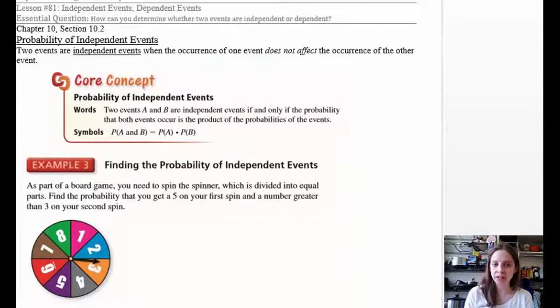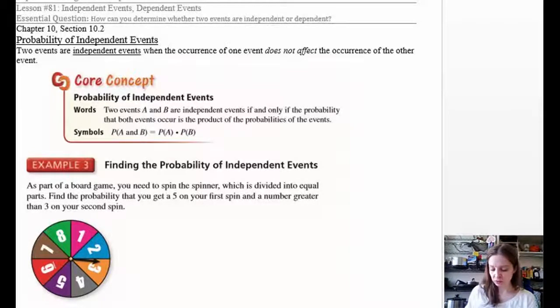Two events are independent events when the occurrence of one event does not affect the occurrence of the other event. An example would be rolling two dice. It doesn't matter what the first die is. When you roll the second, it has an equal chance of being 1 through 6. Those are independent events. For the probability of independent events, two events, A and B, are independent events if and only if the probability that both events occur is the product of the probabilities of the events.